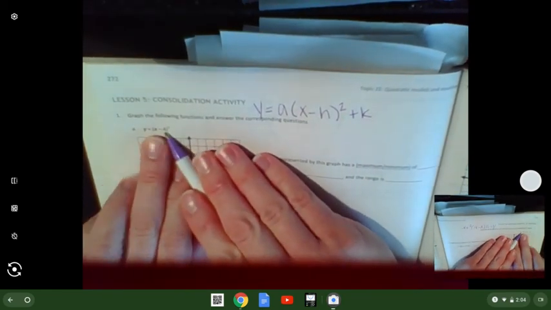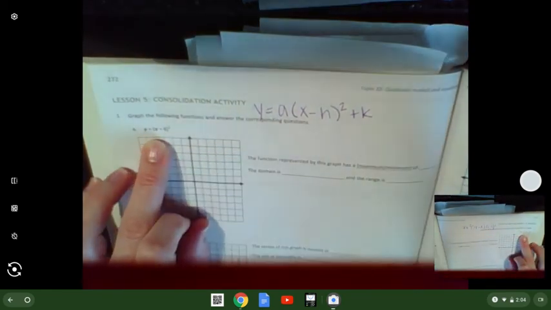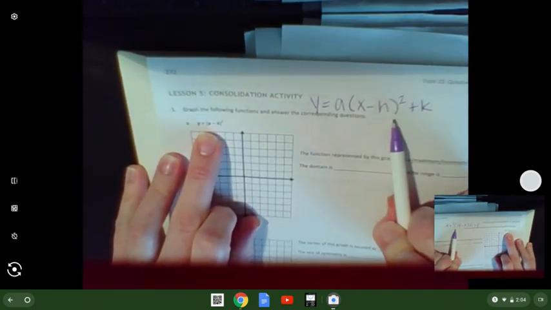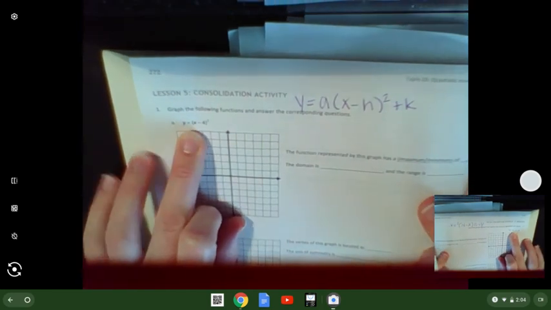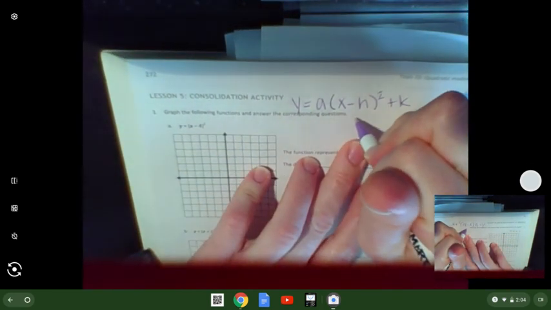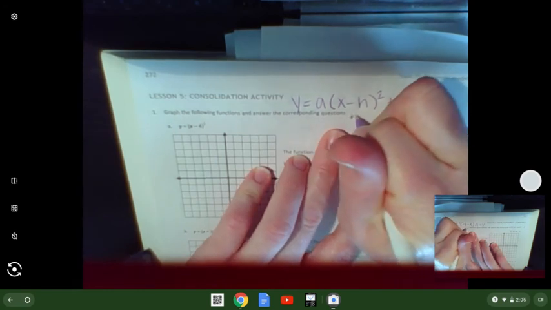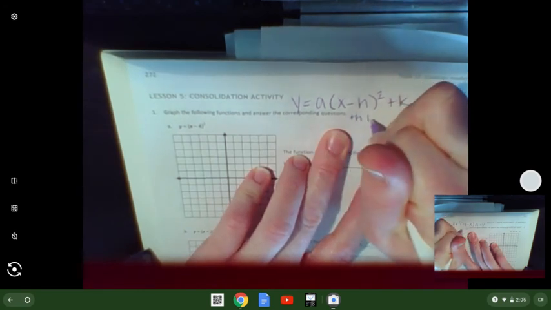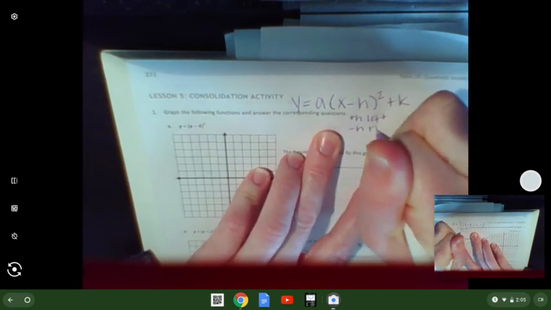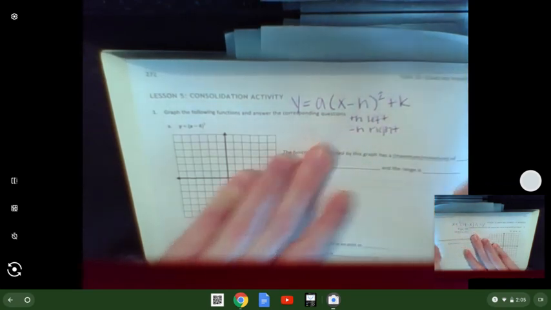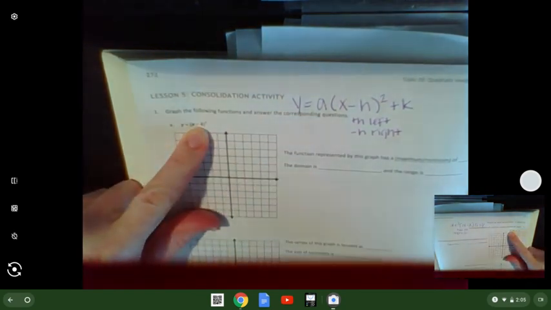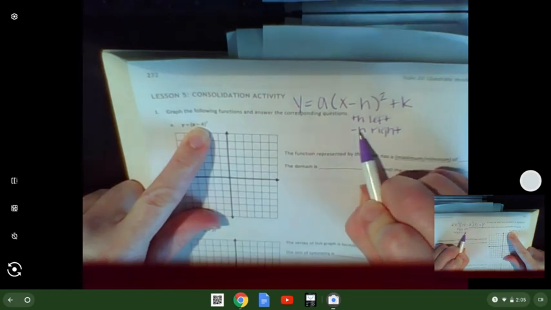Taking a look at A, what transformations do we notice? Well, by placement, that 4 is in parentheses, so it has to be H. So I know that this graph is going to move left and right. H is my left and right. If I have plus H, that is going to be to the left. And if I have a minus H, I am going to be to the right. Well, I see that this is a minus 4. Therefore, this graph is going to move to the right 4 units.